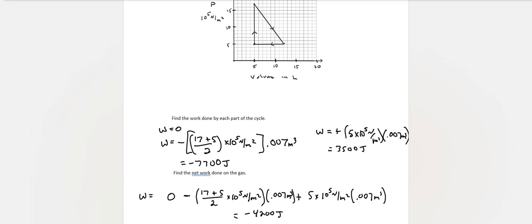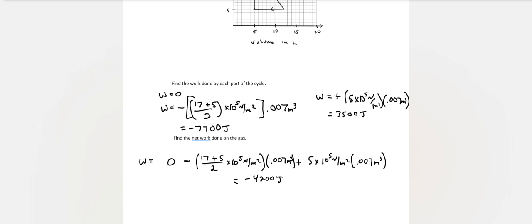Okay, third part. So that's this part of the curve where we're going from about 12 liters down to about 5 liters. The work done is going to be equal to this area here, which is a rectangle. The height is 5 times 10 to the 5th newtons per square meter. That's this distance on the graph. The width, again, is 0.007 cubic meters. And if I calculated that out correctly, I end up with 3,500 joules, and that would be positive.